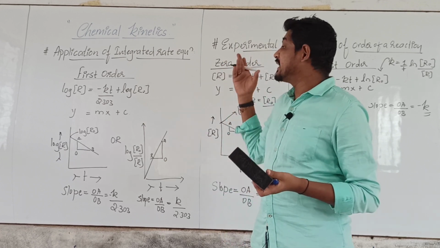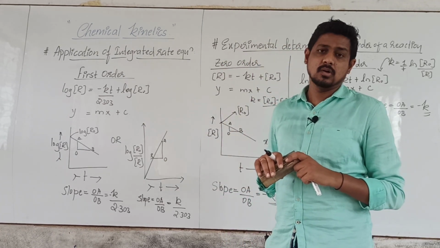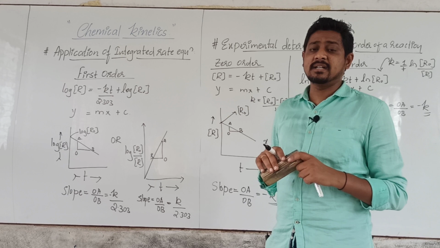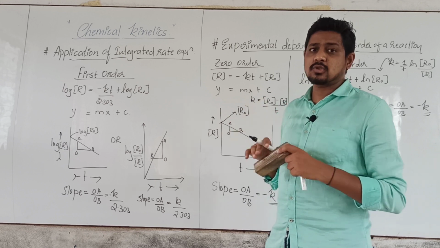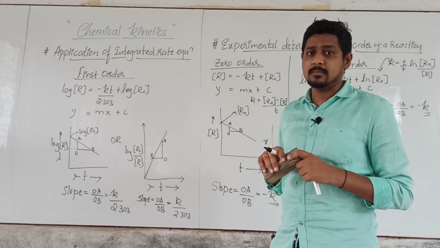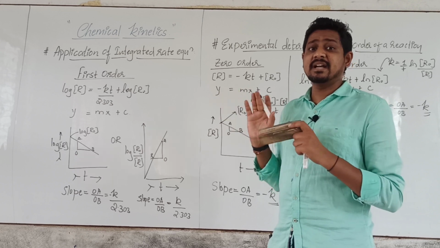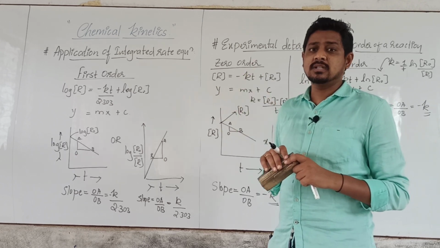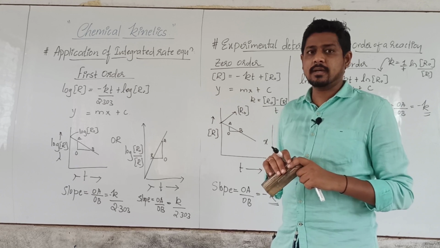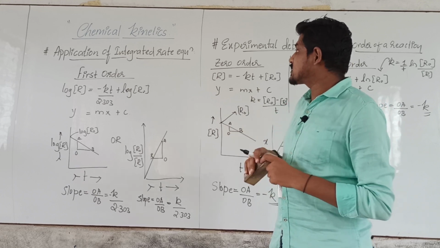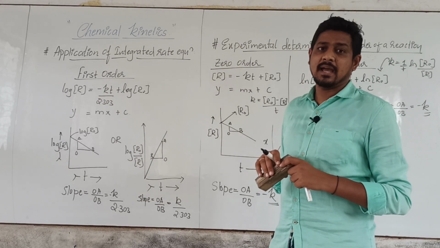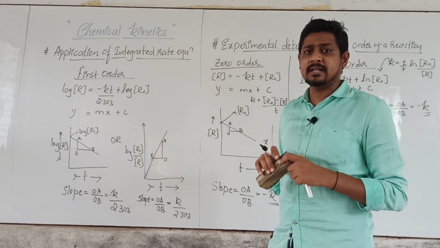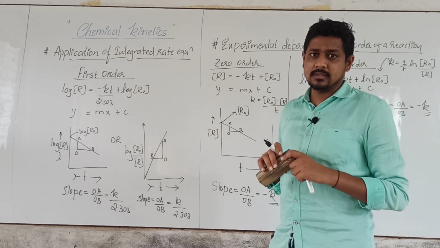How do we calculate the order of a reaction? We know the integrated rate equations. For zero order we know the integrated rate equation, and for first order we know the integrated rate equation, isn't it? So whichever integrated rate equation gives you the constant value, that is the order of the reaction. Then once we know the order of the reaction, using the same integrated rate equation you will get the rate constant.